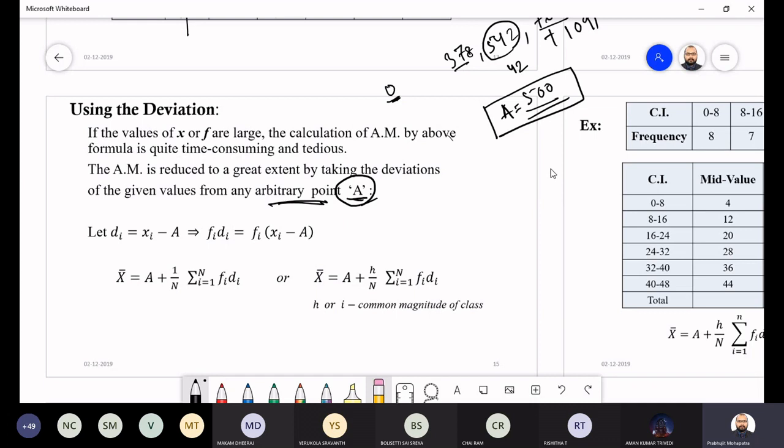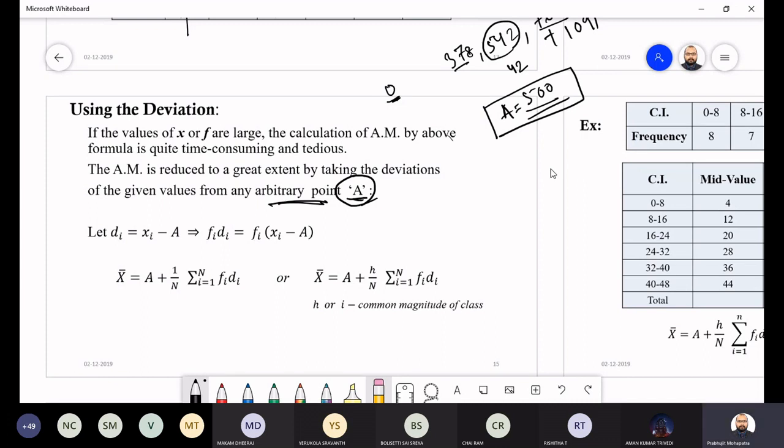In this model, you can use the traditional method or you can use the arbitrary point method, using the deviation. That is up to you. If you need it, you take this, which is called the deviation method. And if you are not comfortable, then you can go with the traditional method that we have just discussed. Whichever method you are comfortable with, both methods will give the same answer. No need to worry about that.